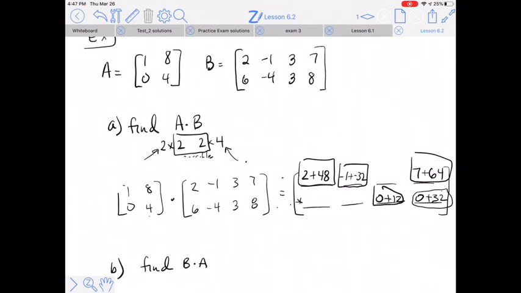Okay, let's do that one there. That's row 2, column 1. So I need row 2, column 1. So the first entry in row 2 and the first entry of column 1, 0 times 2 is 0. Now I need the second entry of row 2 and the second entry of column 1. 4 times 6 is 24.